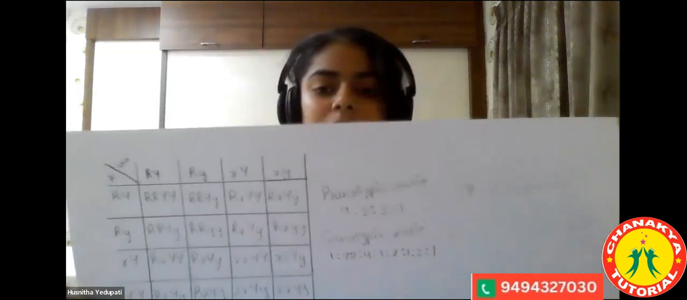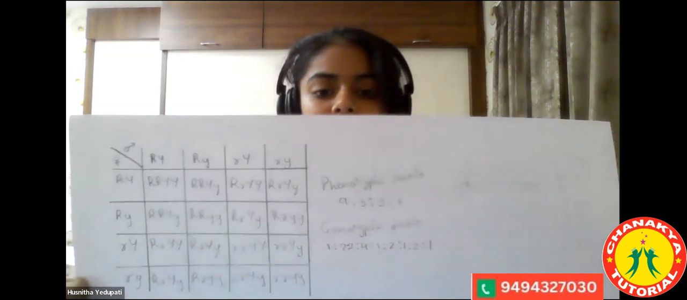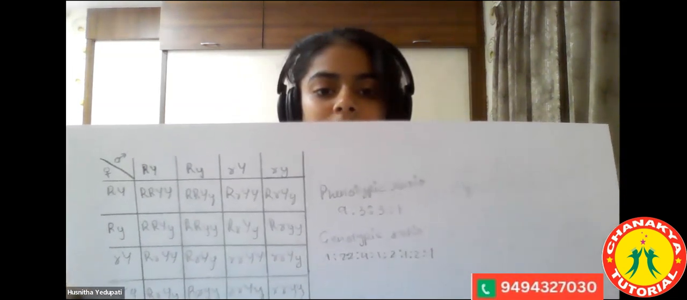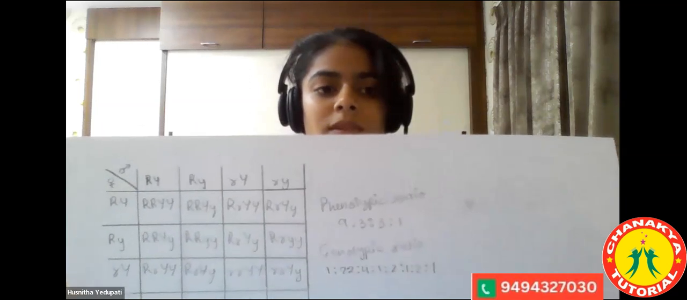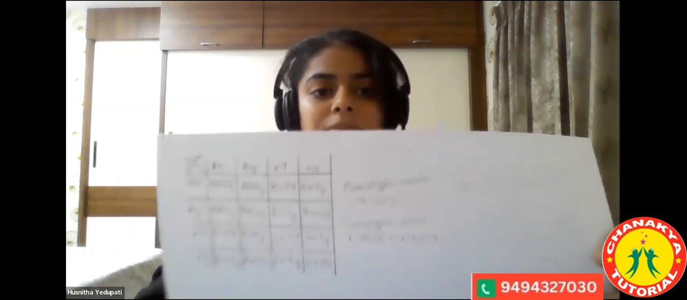See, if you are putting out the genotype ratio and even the phenotype ratio, put what qualities are there. For example, in the phenotype ratio, the first one, 9, is for round and yellow, then 3 is for the next. So in that way, put those things also.